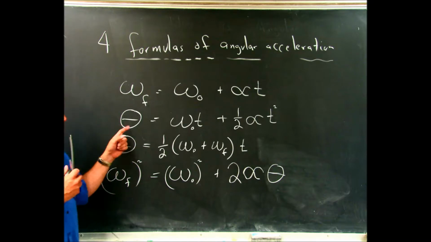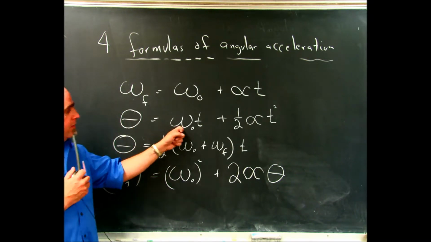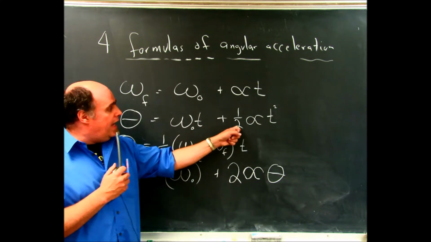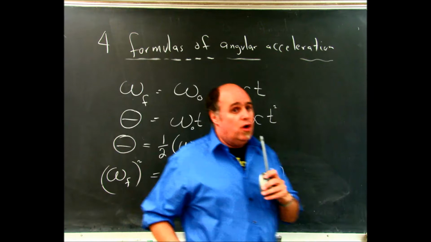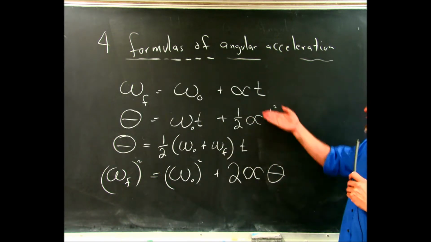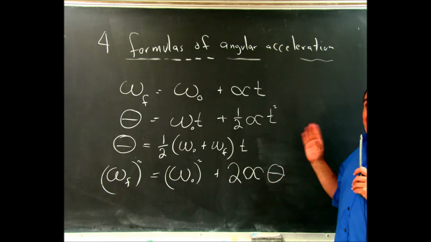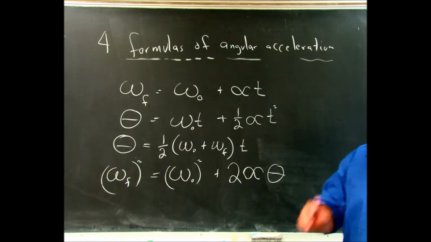Over here I'm saying the angular displacement equals the initial angular speed times time plus 1/2 the angular acceleration times time squared. And we have the other ones also. These are the exact same four formulas that we studied in Chapter 2, and now we're just writing them for angular pieces. Okay, so you want to make sure you've written those correctly.